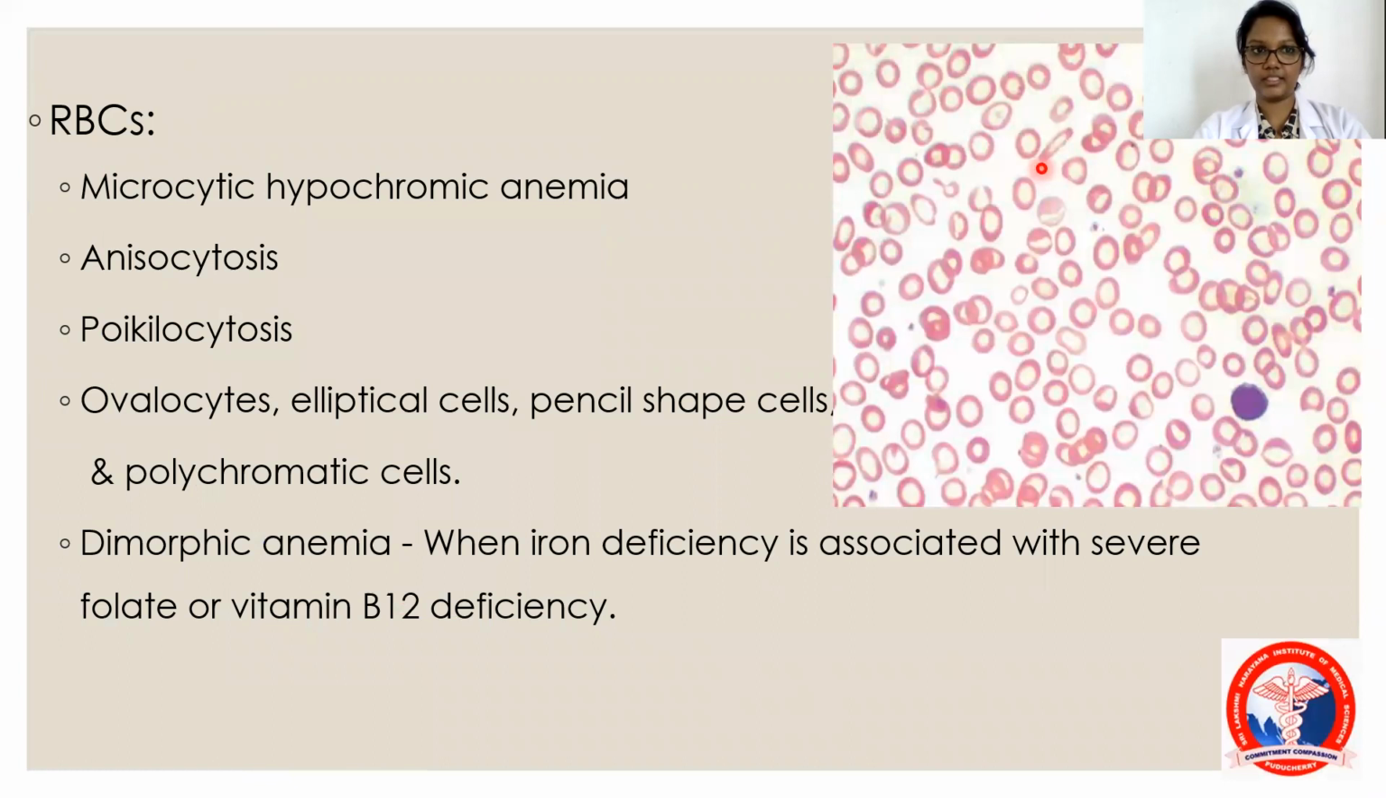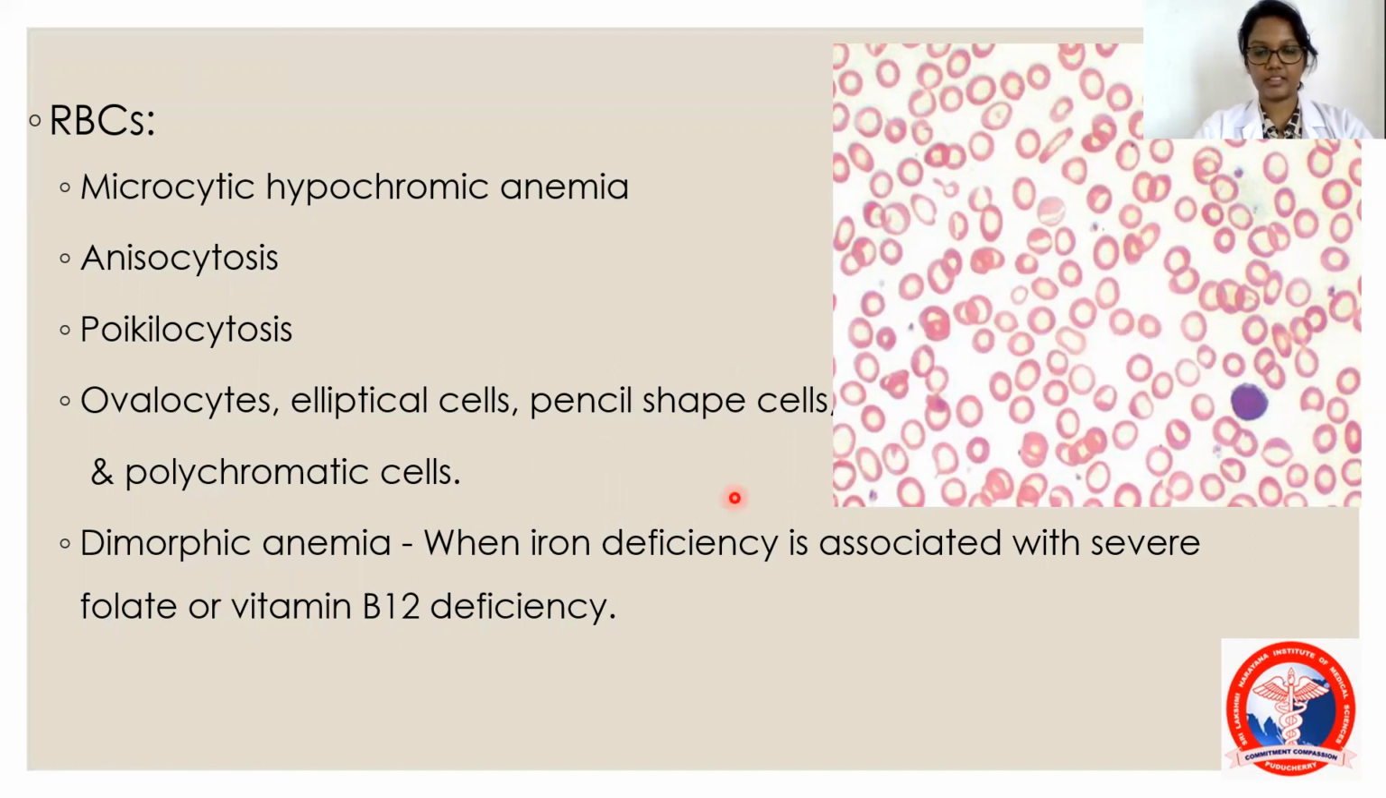Other than the RBCs being microcytic hypochromic, there will be anisocytosis. Anisocytosis is varying size of RBCs, and poikilocytosis is varying shapes. So ovalocytes, elliptical cells, and pencil-shaped cells are all different shapes of RBCs. In this image, this one is an elliptocyte where both ends are blunt. In a pencil-shaped cell, one end is blunt and the other end is pointed. An ovalocyte will be oval in shape, and there are many different shapes which you can see in iron deficiency anemia. Polychromatic cells are the previous stage of a mature RBC.